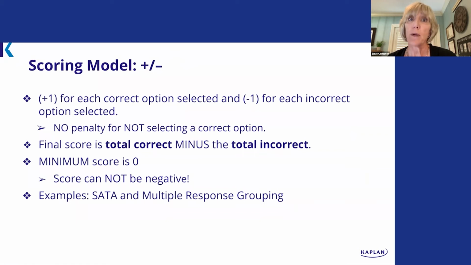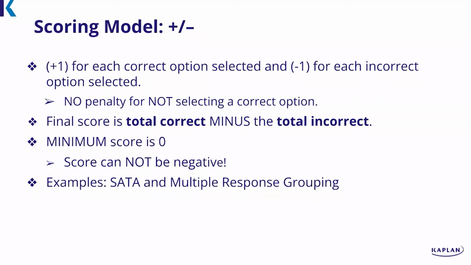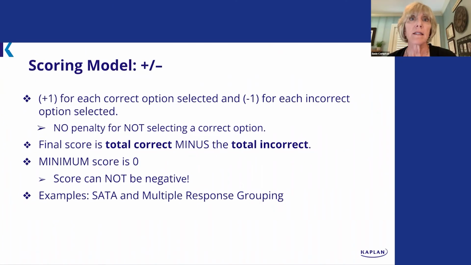Plus-minus scoring will allow you to receive 1 point for each correct option selected. For each incorrect option you select, a point is deducted. It is important to note that if you fail to select a correct response, you are not penalized. The total number of points is the total correct minus the total incorrect. The minimum number of points for a question is 0. In other words, you cannot receive a negative score even if you select more wrong options than correct options.